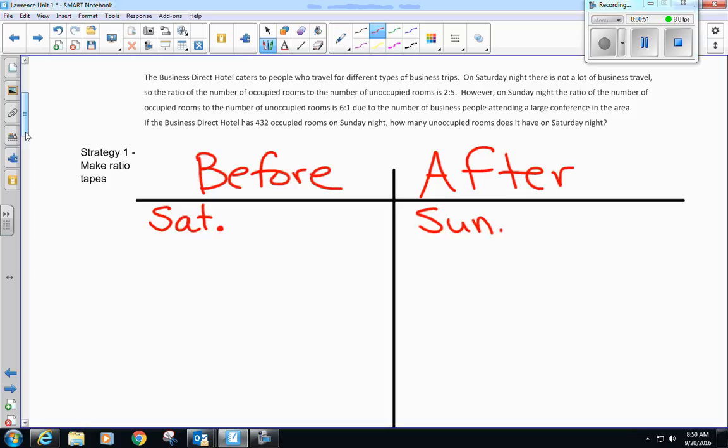Sometimes, like in the next question, it is going to just be before and after. But in this case, the before is also Saturday, and the after is also Sunday. Okay? Every little piece of label that you put in here is important because then you don't get mixed up. All right? So, Saturday night, the ratio of occupied to unoccupied is 2 to 5. Box that ratio for me, please.